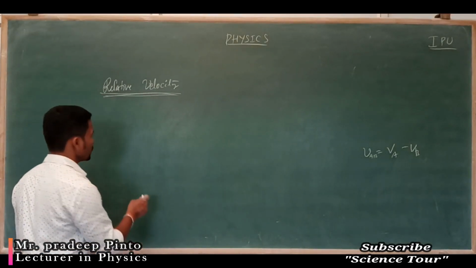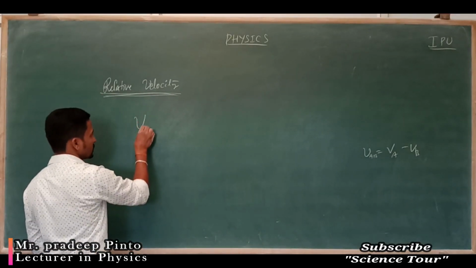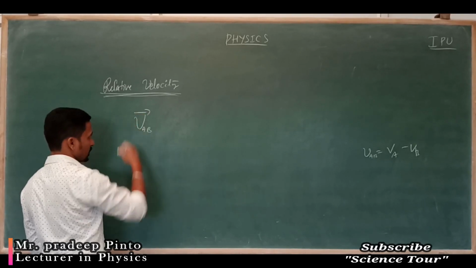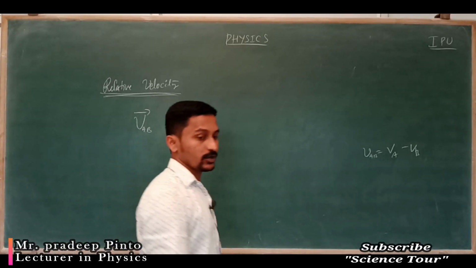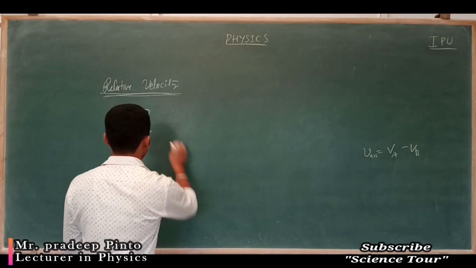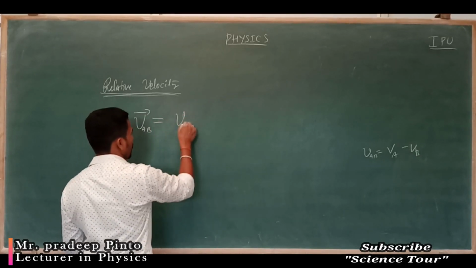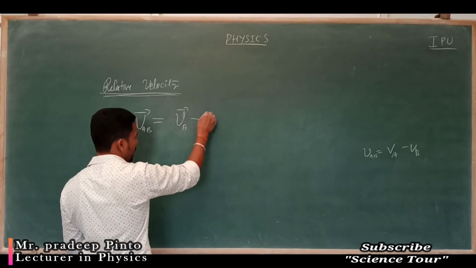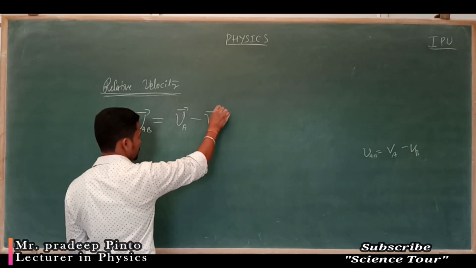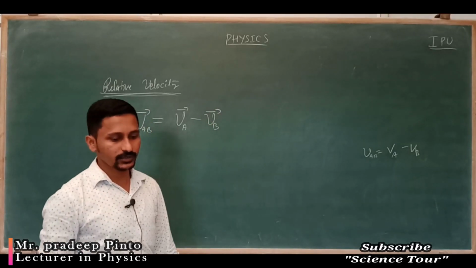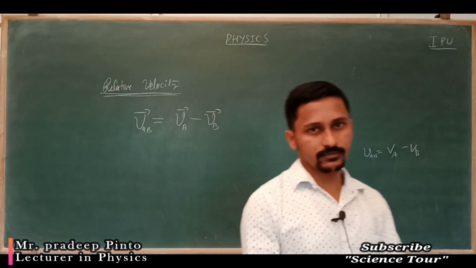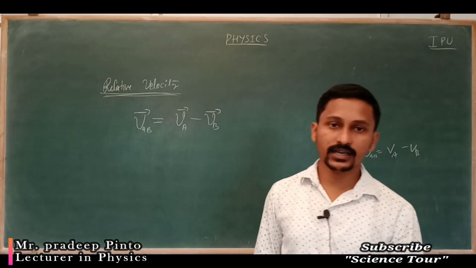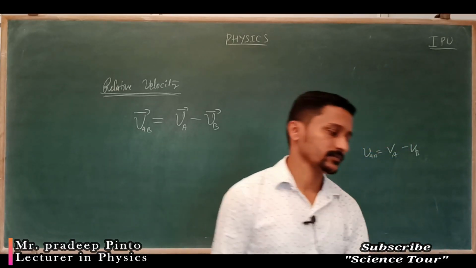But how are we going to write it here? Velocity of A with respect to B. In the case of vector form, you are going to write the same, everything is same: velocity of A minus velocity of B. Now I am going to give you one problem in such a way that you can understand it in a better way.